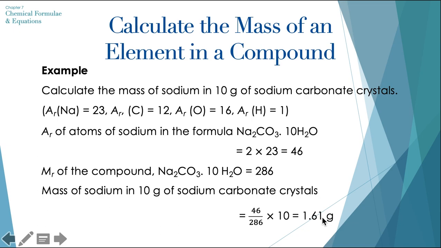So this is how simple it is to find the sodium in 10 grams of sodium carbonate crystals. What we did previously, when we found the percentage, was divide the atomic mass of the atoms of the different element in sodium carbonate crystals by the molecular mass of the sodium carbonate crystal, and then multiply it by 100. So that was the percentage composition.